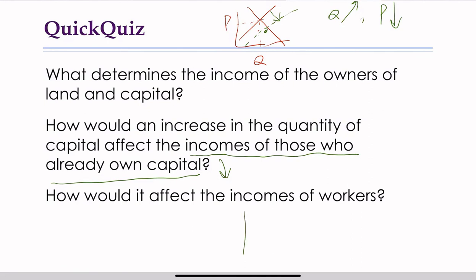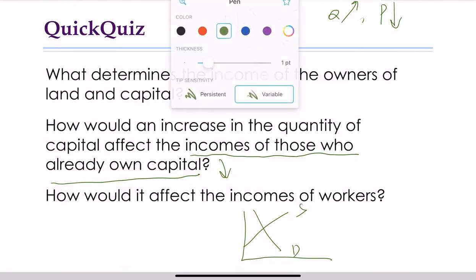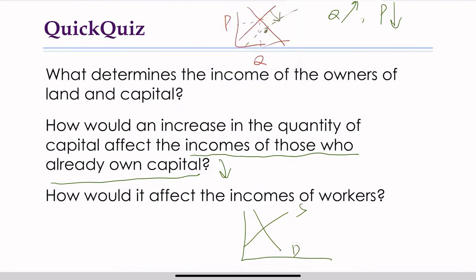So if you use the supply curve and demand curve, then you can see that as there's more capital, the demand curve for labor, for workers, should increase. So this means the income of workers should increase. Okay, that's for today's lecture.